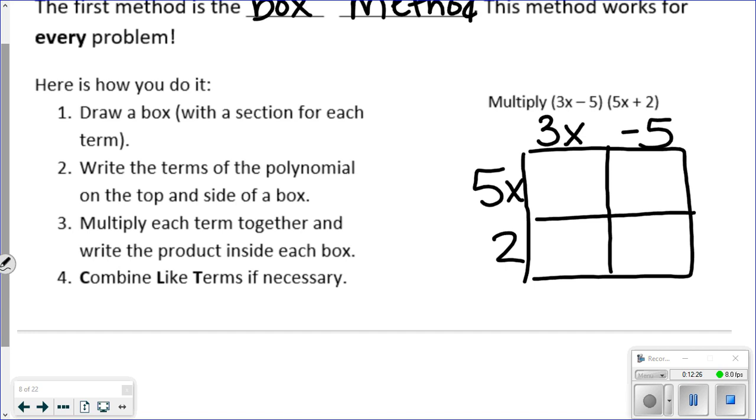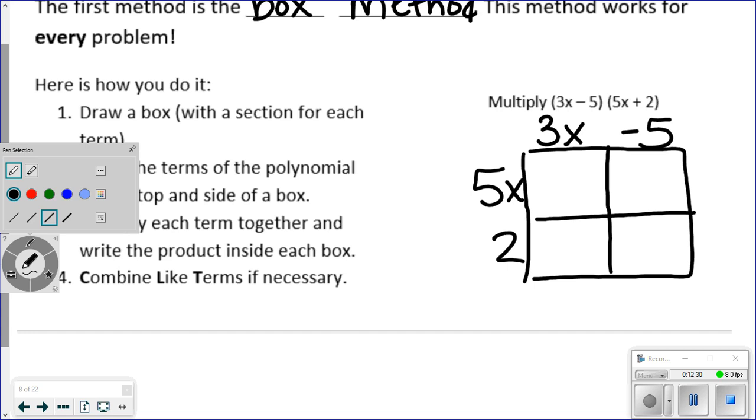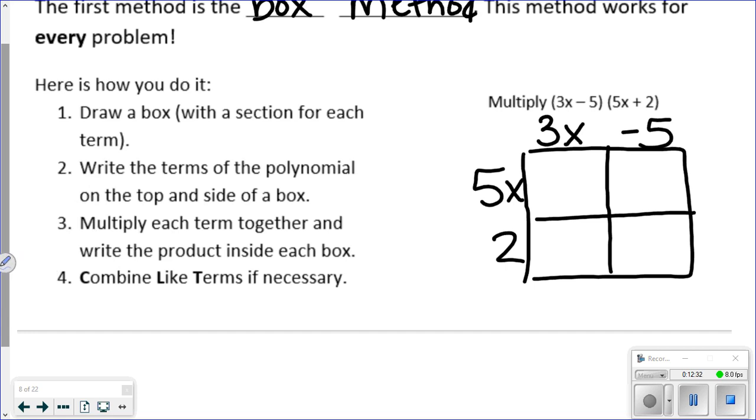Now, it doesn't matter if you put this binomial on the top or on the side. So 3x minus 5 could have been on the side, and 5x +2 could have been on the top. It doesn't matter, but just make sure the 3x and the -5 are together, and the 5x and 2 are together.